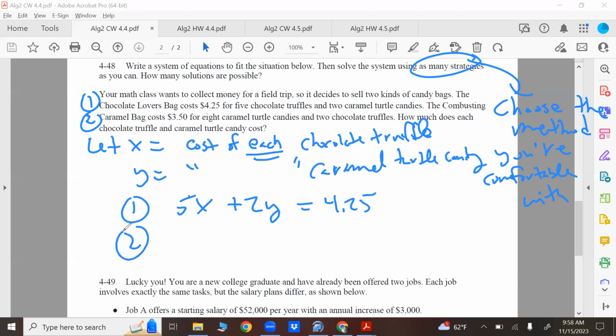Second equation. The caramel bag, right? How many caramel turtle cans are we talking about here? But you got to put as Y though, right? Keep that in mind. Chocolate truffles is 2, and the cost is $3.50.